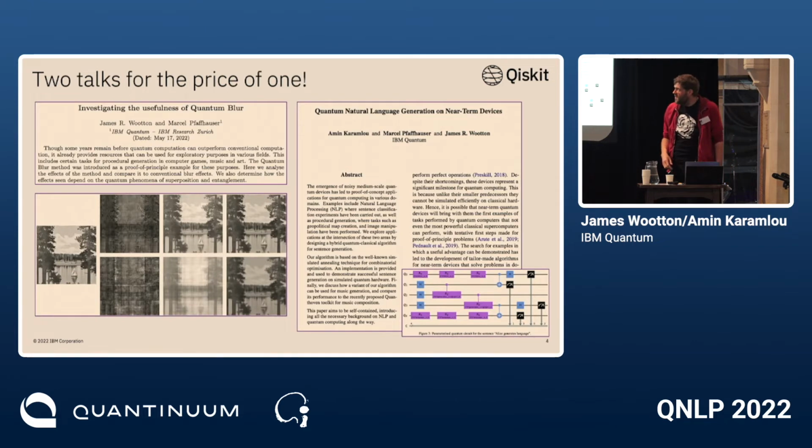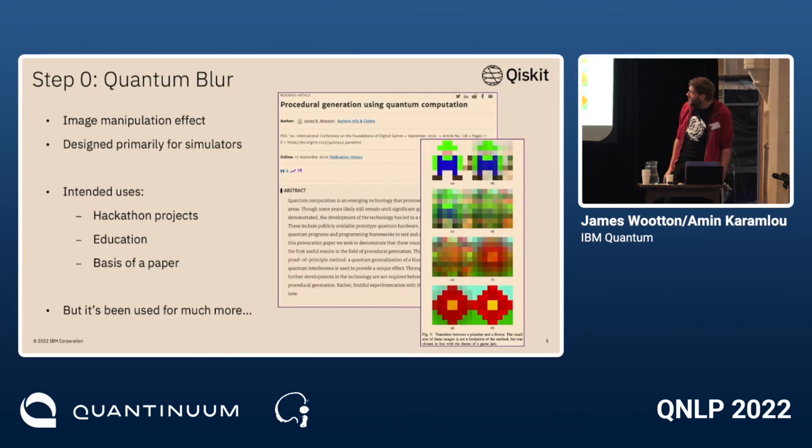So in this talk, we'll be looking at two works. One is on our first step, or I like to call it the 0th step, into quantum procedural generation. That's the one I'll talk about. And the other one is quantum natural language generation, which is what Amin's going to talk about. So let's get on with my bit.